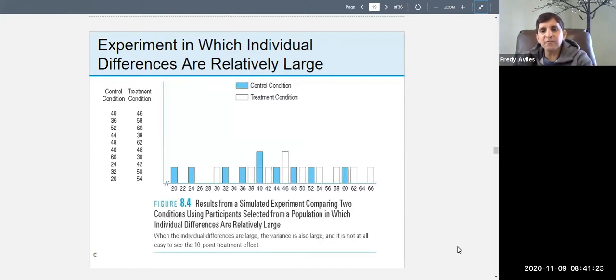So if we were to graph that, you can see in blue, we have the control group. You can see how scattered the scores are there. There's a lot of variation. And you can see in the treatment group, which is in white, that the scores are really scattered too. And when you graph them, you can see there's a lot of overlap. Can you really see the difference there between the control condition and the treatment condition? You really can't see it.